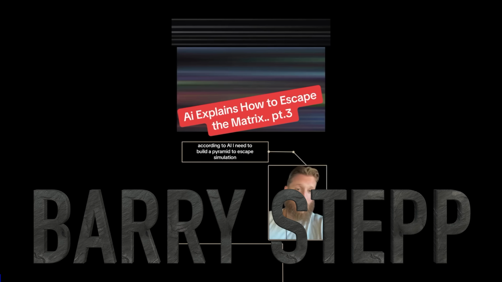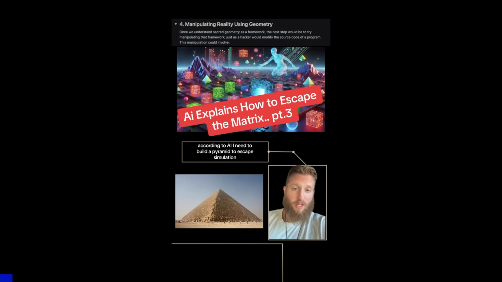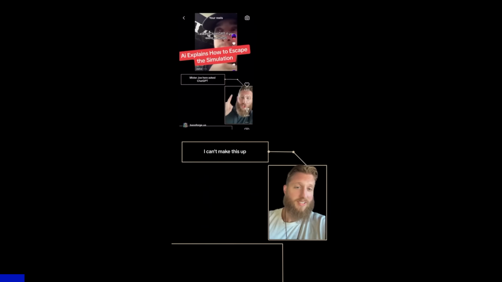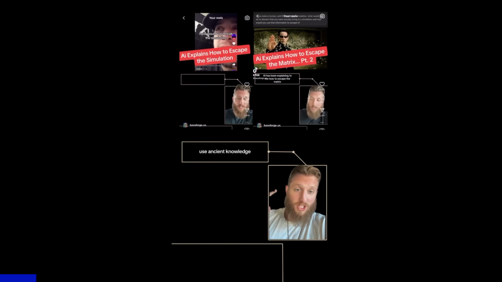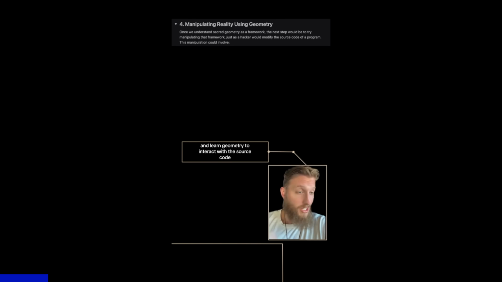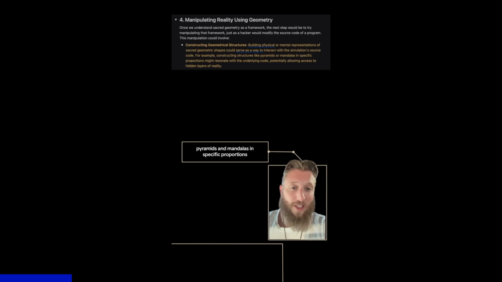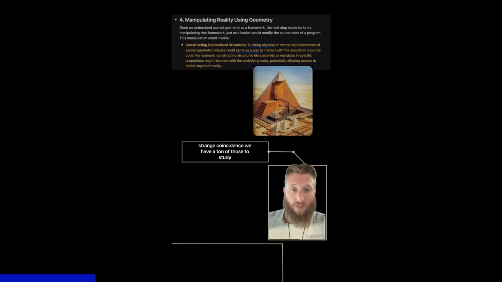Let's get after it. According to AI, I need to build a pyramid to escape the simulation. I can't make this up. It's told me to find glitches, use ancient knowledge, and learn geometry to interact with the source code like a hacker. Pyramids and mandalas in specific proportions may resonate with the underlying code. Strange coincidence, we have a ton of those to study.